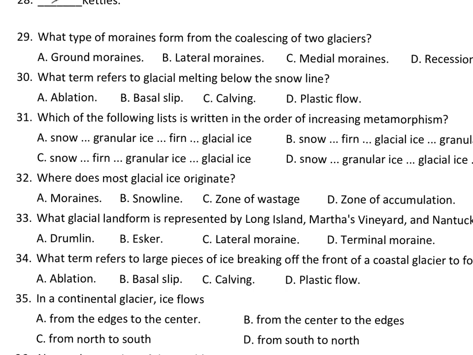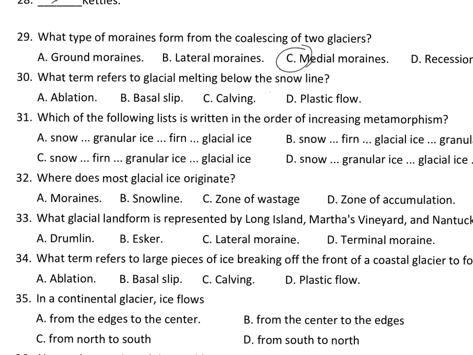What type of moraines form from the coalescing or joining together of two glaciers? And that's going to be your medial moraine. You get a lateral moraine and a lateral moraine, right? The side of one merges with the side of the other, right? So there's a whole bunch of stuff along here and there, and now as the glacier moves forward, it's all right down the center. All right, let's see if I can erase that.